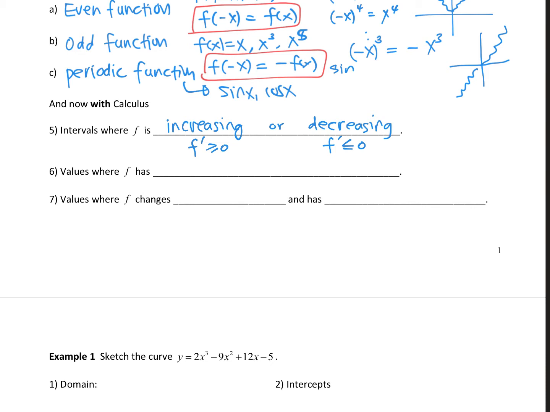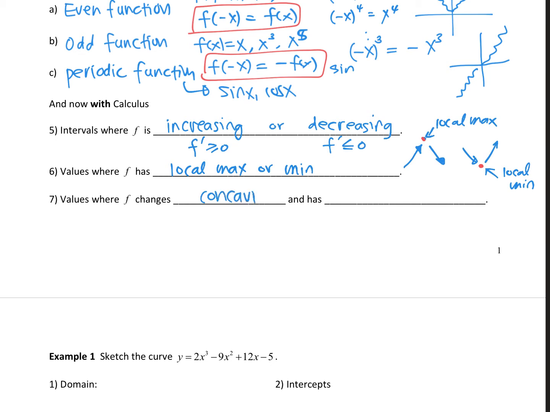We can also look at when f has a local max or local min. So basically, if the function is increasing and then decreasing, this is a local max. When the function is decreasing and then increasing, this is a local min. So graphically it kind of makes sense. We can also look at the concavity.